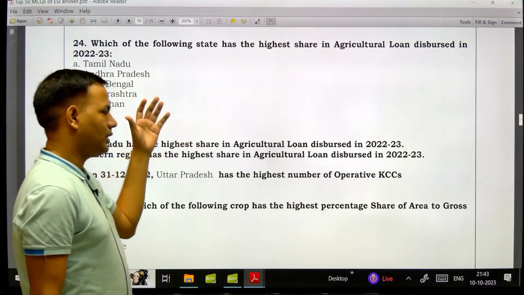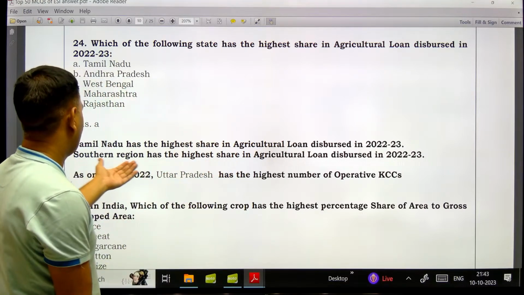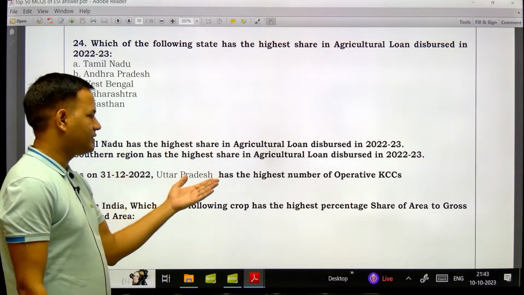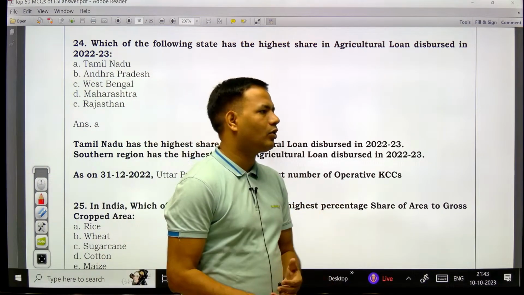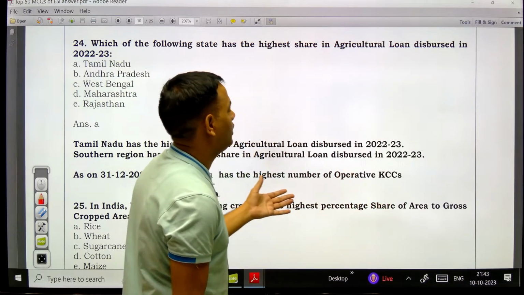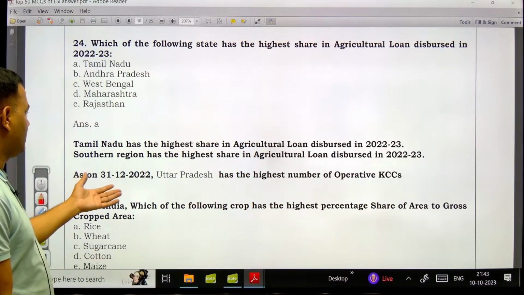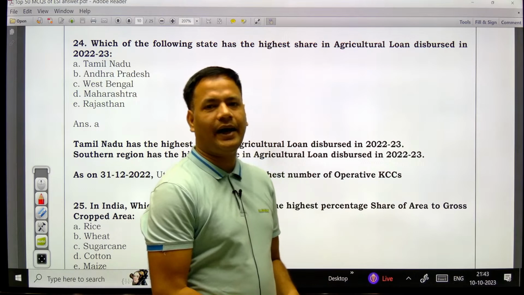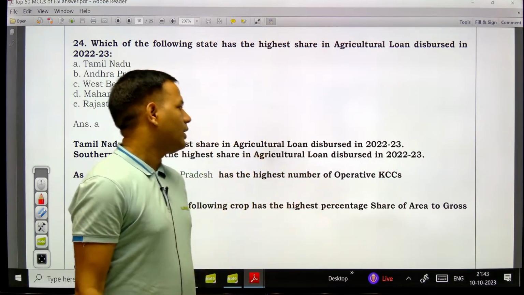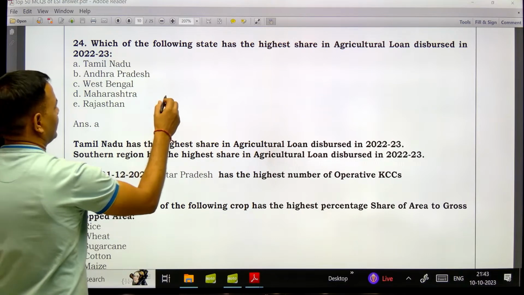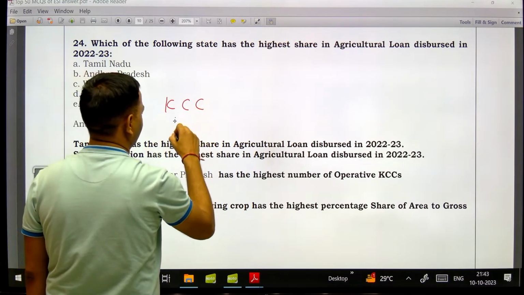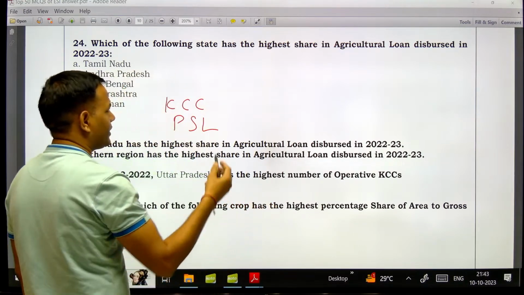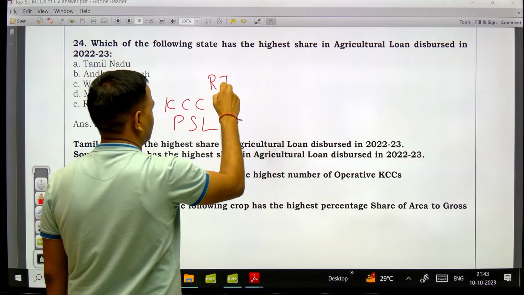Region wise, the southern region has the highest share, and as on 31st December, Uttar Pradesh has the highest number of operative Kisan credit cards. So this is again an important fact. As on 31st December 2022, which state has the highest operative Kisan credit cards? That is Uttar Pradesh. Again, Kisan credit card is very important for this exam, along with PSL guidelines, interest subvention scheme, and RIDF related facts.